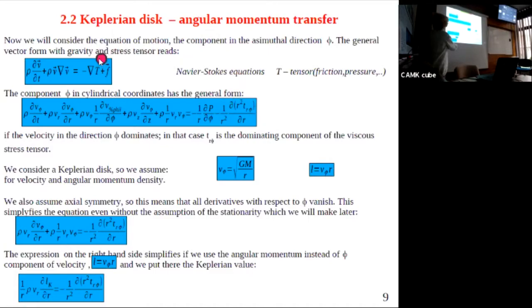But here we make one assumption. To go from this general term to this term, we just assume the velocities in the phi direction are the highest. So then the friction works really between Keplerian orbits and transfers the angular momentum in the radial direction. And this is why only the R phi component of the stress tensor remains. And we don't have to say anything about its form, but for the moment it's here.